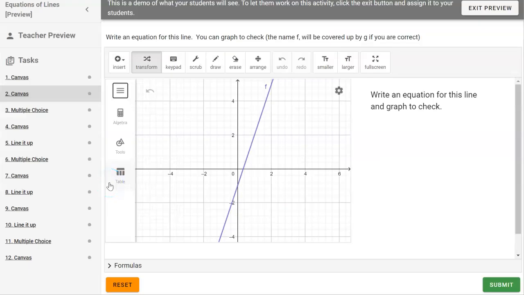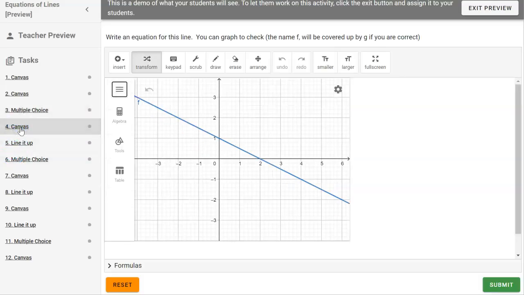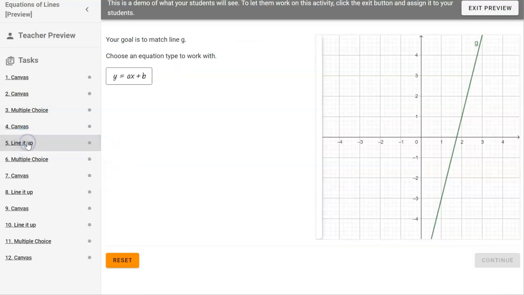Okay, the next slide we're going to write and graph a line. So first you click on the canvas, you create the equation, you drag it over to this graph. This function is named F. It'll turn into a G if they've graphed it correctly. We also have some multiple choice questions. Here we have another one, graph a line. See if you can match this one. So create an equation and graph it. This one is line it up.